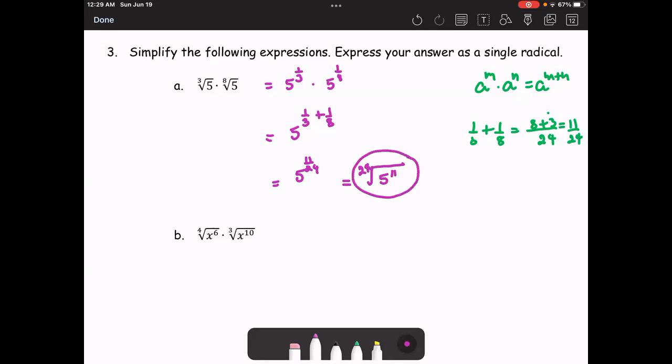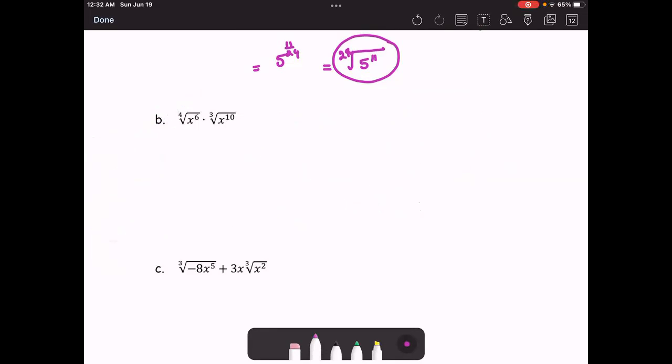In part B, we are going to simplify the product of the fourth root of x to the 6 and the cube root of x to the power 10. First, write the x to the 6 as the product of x to the fourth and x to the second. Similar to x to the 10, we're going to write it as the cube root of x to the third times x to the third times x to the third times x to the first power.